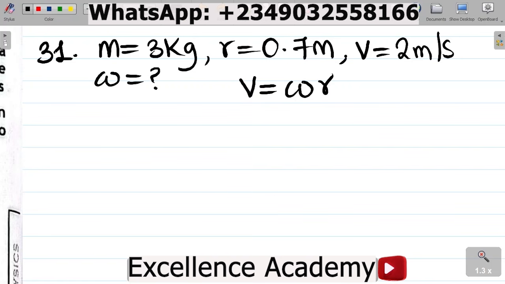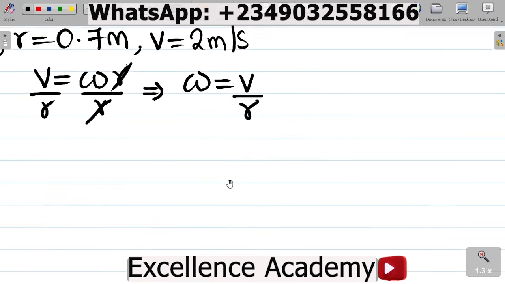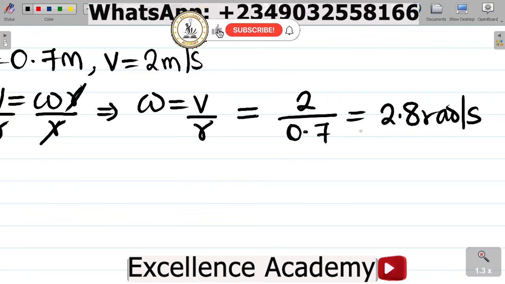In essence, if you have linear velocity and want angular velocity, divide here by r and divide here by r. This cancels this. So we have that angular velocity omega is equal to v all over r. Let's impute values. This is equal to v, which is 2, all over r, which is 0.7. If you do this, it will give you about 2.8. Angular velocity is measured in rad per second.